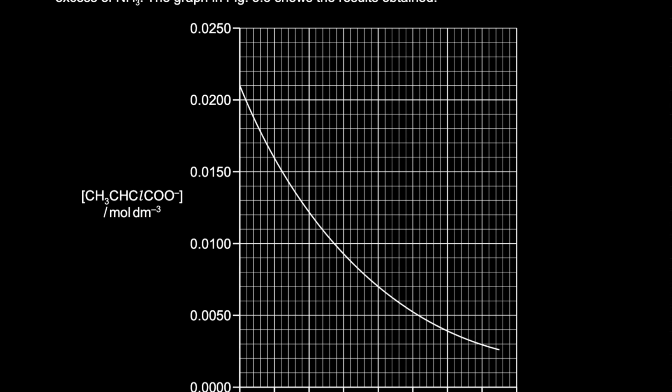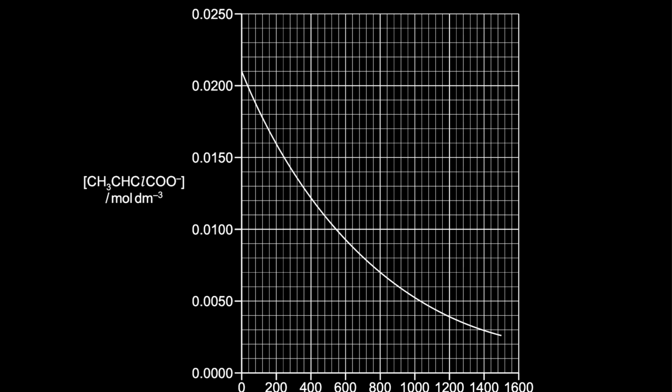So here we have the graph. We have a large excess of NH3. That is to ensure that when this guy is reacting with the NH3, the NH3 concentration remains relatively constant. Because we're using a large amount of NH3, the NH3 concentration barely changes. So we're only studying the rate with respect to the concentration of this guy, which is the 2-chloropropanoate ion.